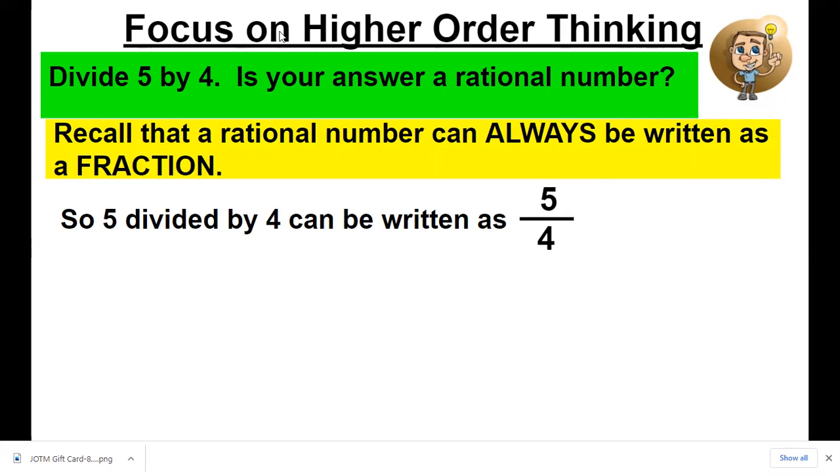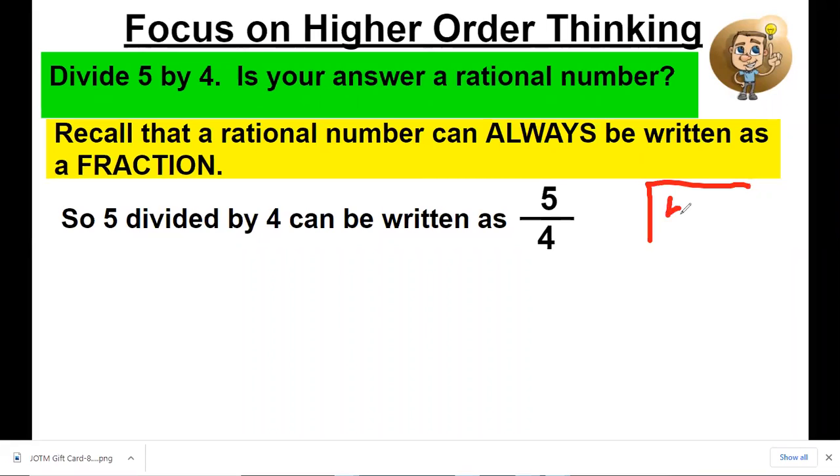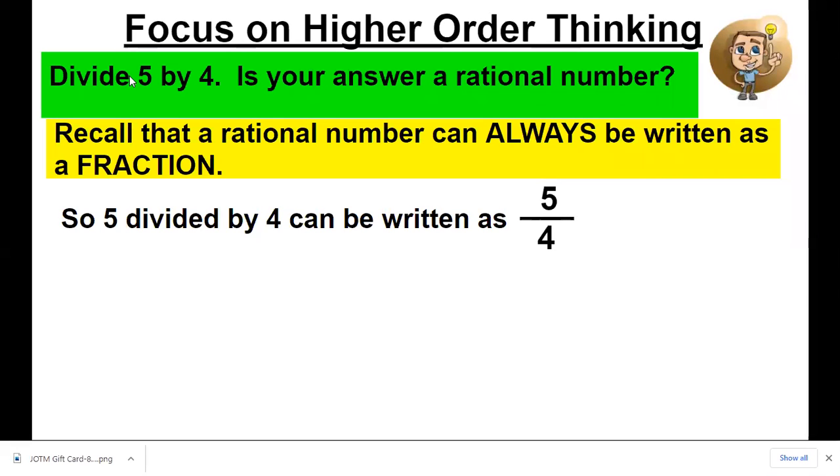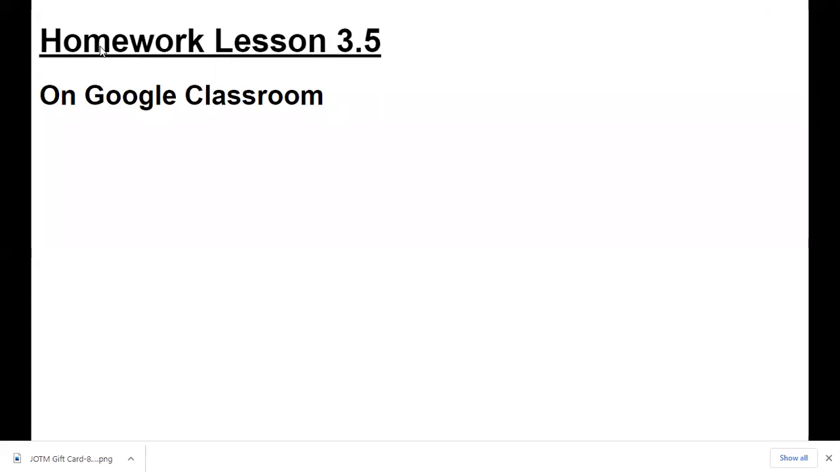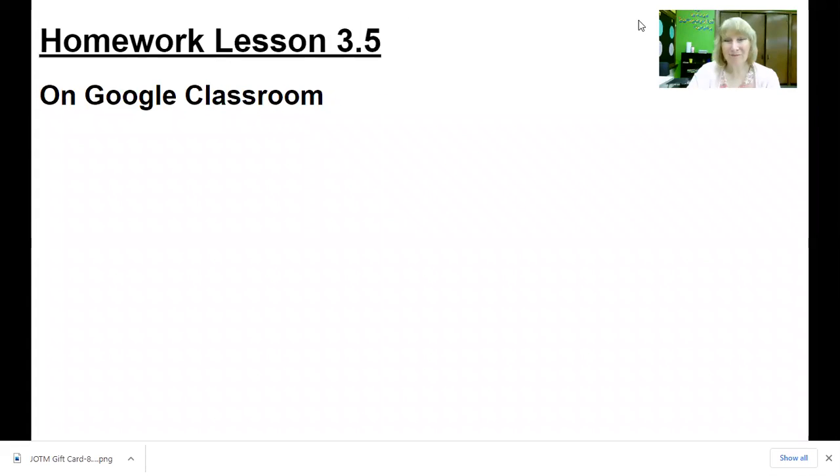So there's a couple ways of writing it. I showed you this way: 5 on the inside, 4 on the outside, but isn't that what this is? Right? And that's a fraction. Yes. Okay. This is a fraction, a ratio of 2 integers. So this is a rational number. The number is rational by definition.